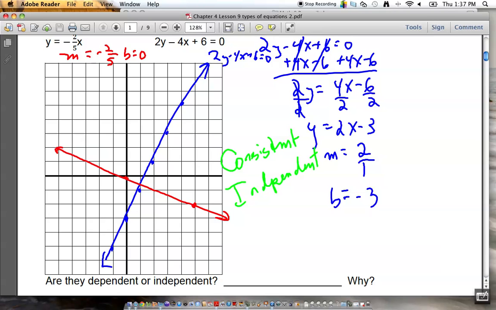So if the lines cross, it's called consistent. What if the lines never cross? Then it would be called what? Inconsistent. So let's take a look.